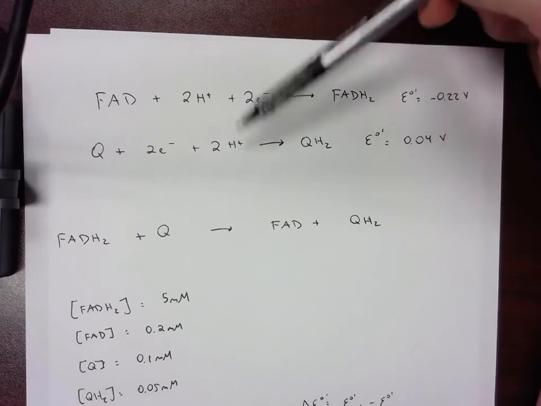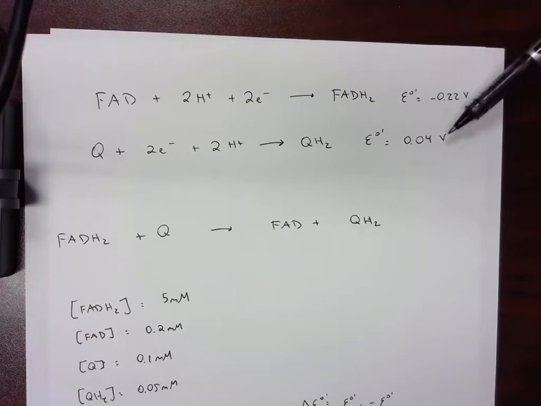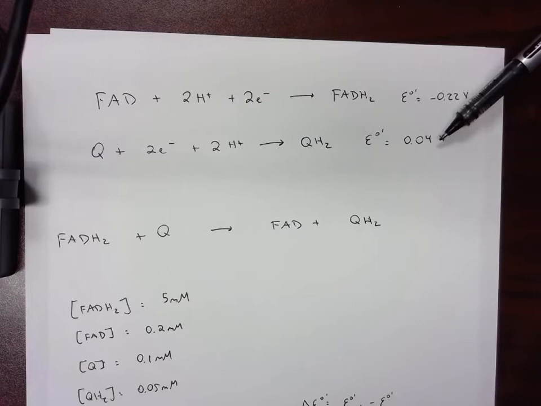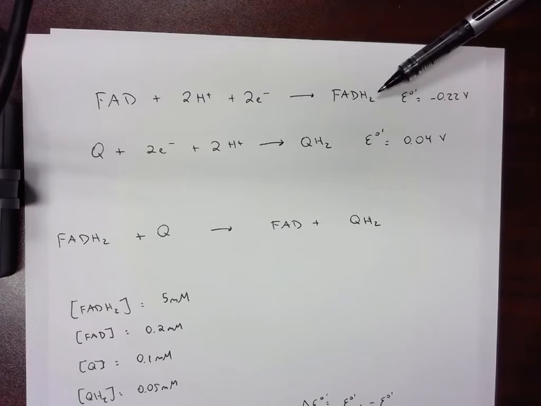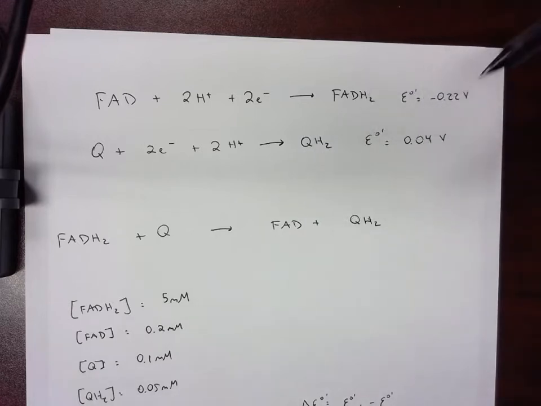Up here I have the reduction potential for both of them, and you can see here's the standard voltage for each one of them. Now, because this is positive, it is going to want to be reduced more likely than FADH2 will. So FADH2 is happy to give up its electrons to a more positive voltage. So that's why we expect this to be spontaneous.